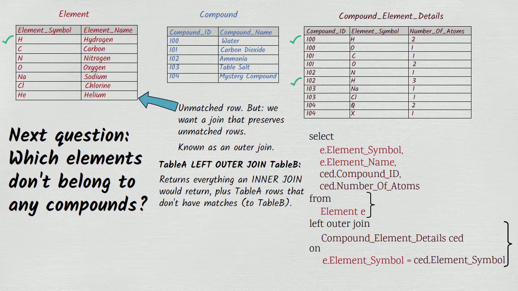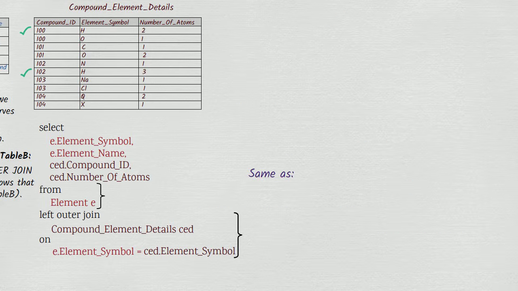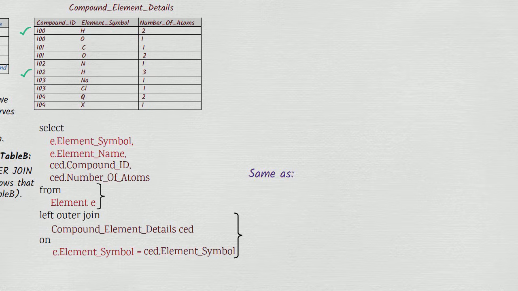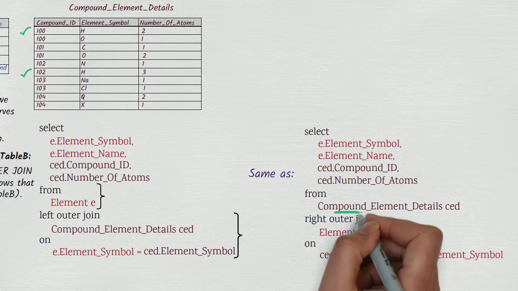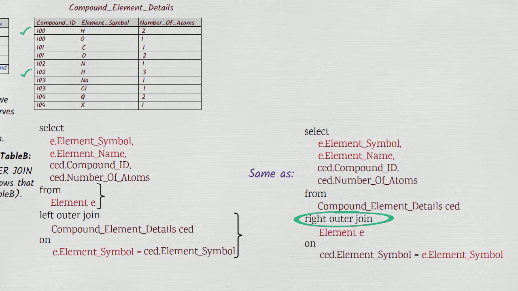If this is a left outer join, what's a right outer join? The answer is that a left outer join of element to compound element details is exactly the same as a right outer join of compound element details to element. They are simply two ways of expressing the same thing. Here is how our query would look as a right outer join. In this way of expressing it, the table we're matching from is the table indicated on the right of the join expression, again, element.